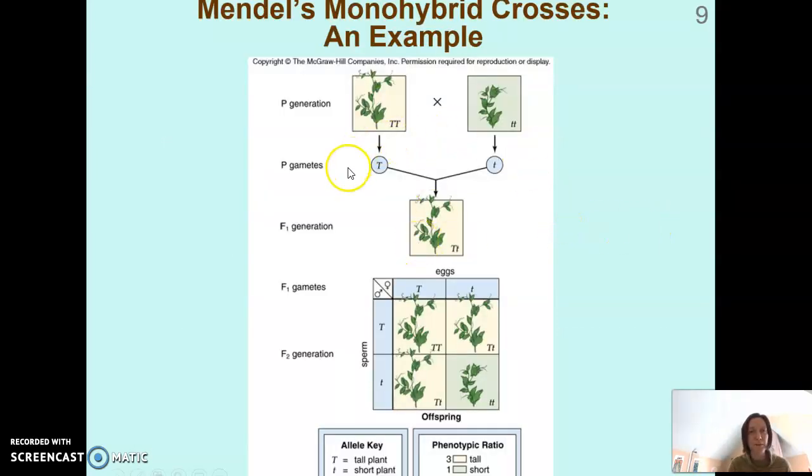So here is a simple example showing Mendel's monohybrid crosses. I want you to take a look at this, and in my next video, I'm going to go through this and explain all the steps here. So take a few minutes, look at this, and see what you notice.